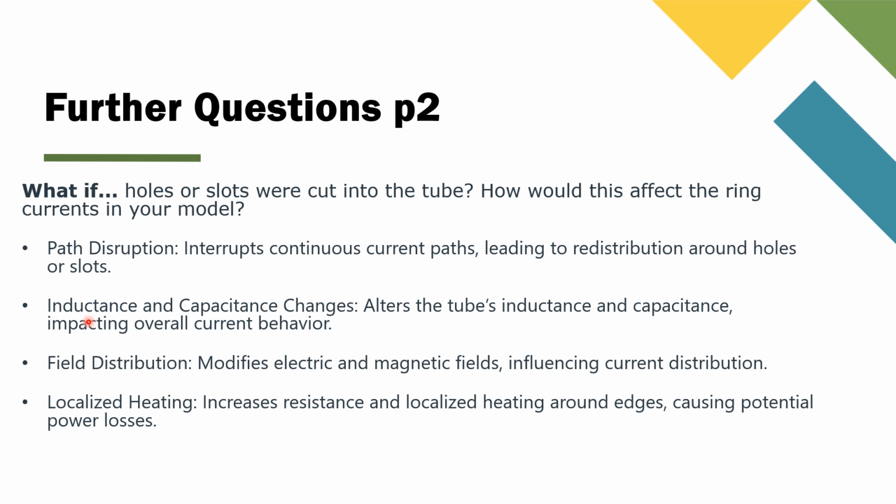And there would be inductance and capacitance changes, which would alter the overall current behavior. Field distribution modifies electric and magnetic fields, influencing current distribution. And then localized heating: it increases resistance and localized heating around the edges, causing potential power losses.